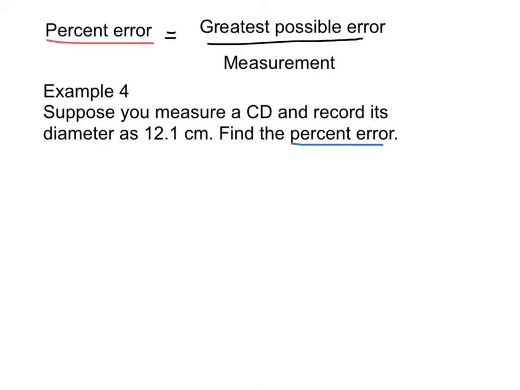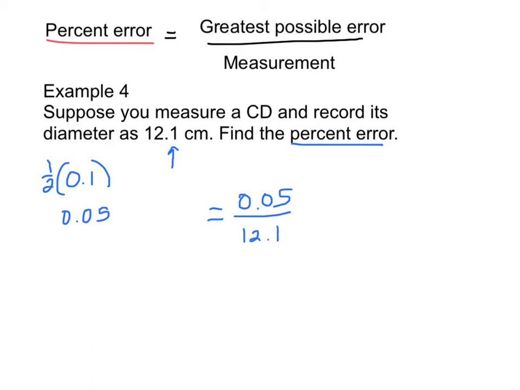That's what this is. So, since the measurement here is to the nearest tenth, we take half of a tenth, so half of 0.1. That gives us a greatest possible error of 0.05. So that number goes on top. And we divide it by what our actual measurement was. So our actual measurement was 12.1.